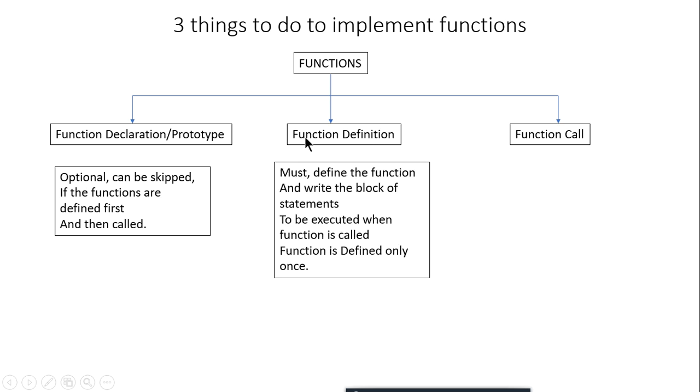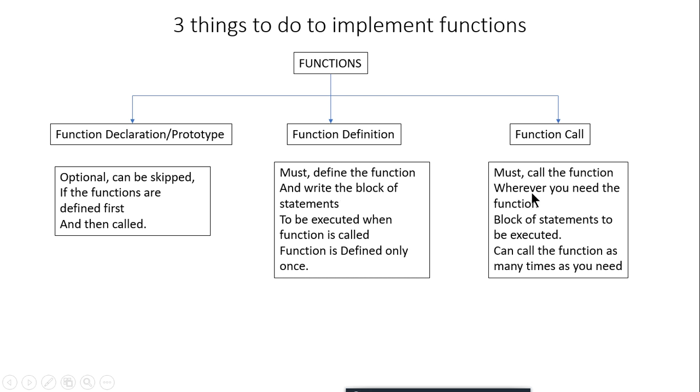Function definition is a must. Whatever your function is doing is defined inside the function definition. And function call: wherever you need these set of statements to be executed, you call the function. So wherever you call this function, these set of statements will be executed there. Okay, so this is an example of declaration, like void add. You must specify return type, function name, and arguments, and put a semicolon. This means your function is declared.